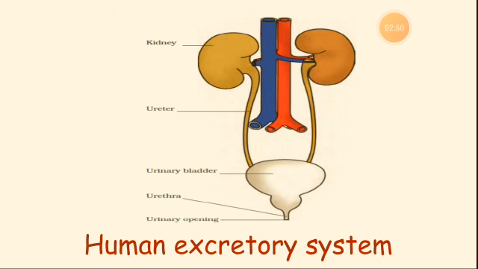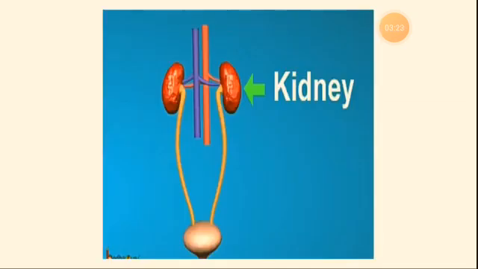When our cells perform their functions, certain waste products are released. These are toxic and hence need to be removed from the body. The process of removal of waste produced in the cells of living organisms is called excretion. The parts involved in excretion form the excretory system, as you can see on the screen. The waste which is present in the blood has to be removed from the body. This is done by the blood capillaries in the kidneys.